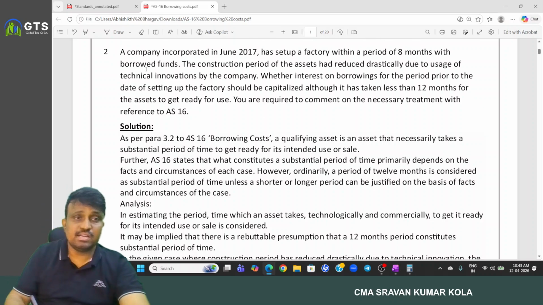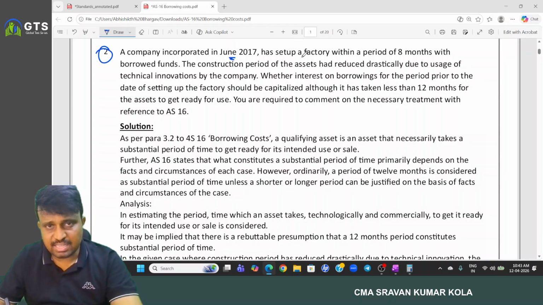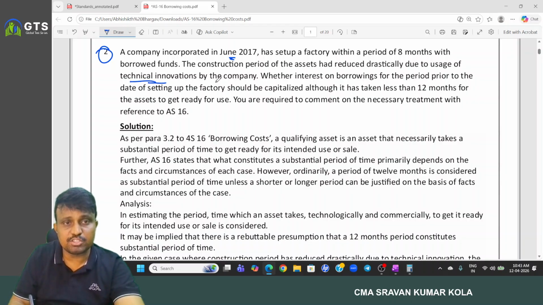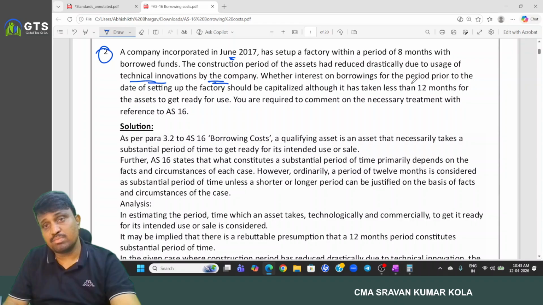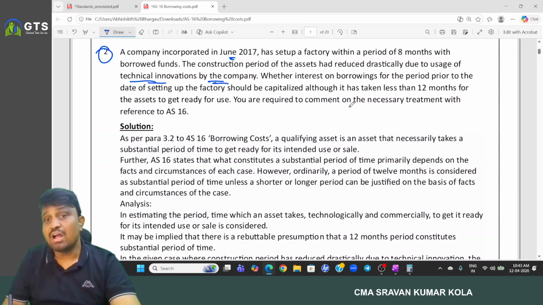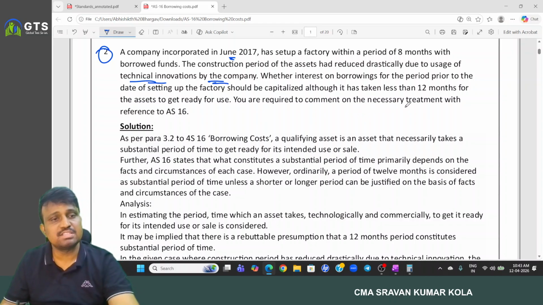And second one: a company incorporated in June 2017 has set up a factory within a period of 8 months with borrowed funds. The construction period had reduced drastically due to the usage of technical innovation by the company. Whether interest on borrowing for the period prior to the date of setting up of the factory should be capitalized, although it has taken less than 12 months for the asset to get ready for use. You are required to comment on the necessary treatment.